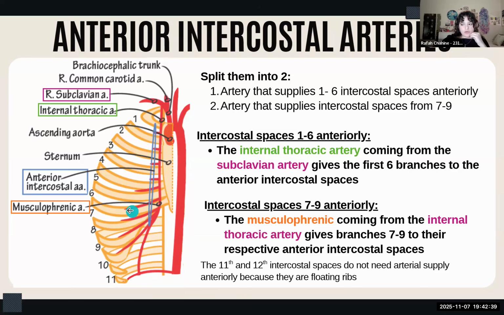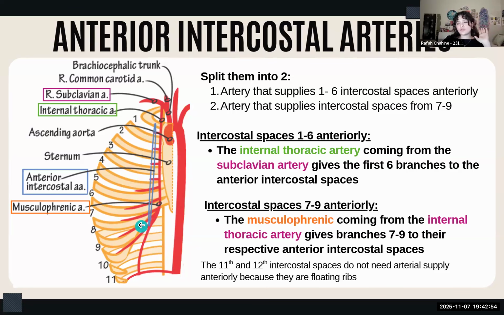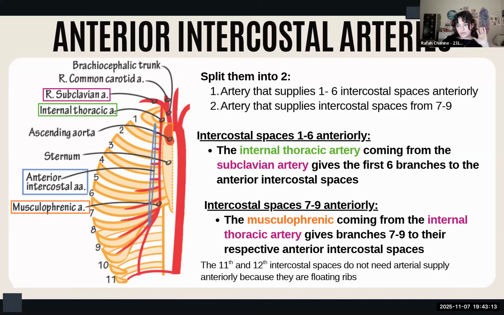Okay. Now, the musculophrenic branch of the internal thoracic not only supplies the intercostal spaces 7, 8, and 9, it also can go down and supply the diaphragm. Yes, for the anterior intercostal arteries, all of them originate from the subclavian. We have the subclavian, internal thoracic, gives intercostal arteries from 1 to 6, and then we have a musculophrenic branch from it, and that gives for intercostal spaces 7 till 9. Are we good? Okay, so let's move on.